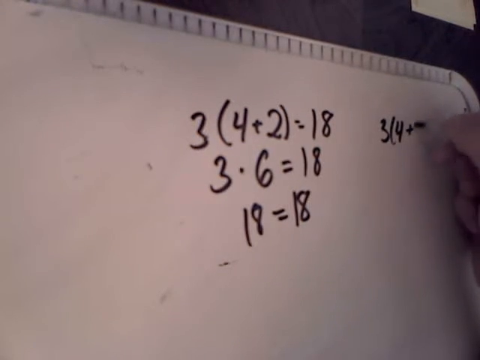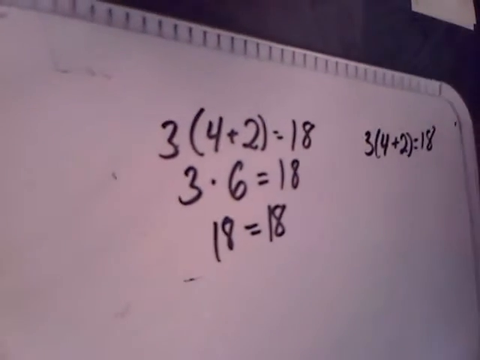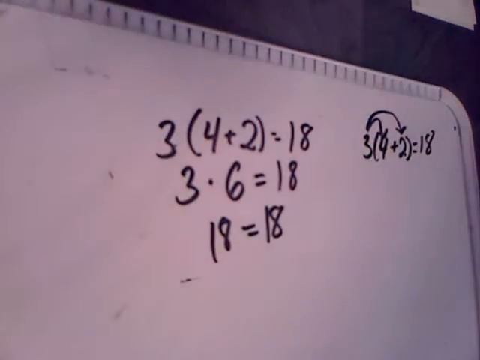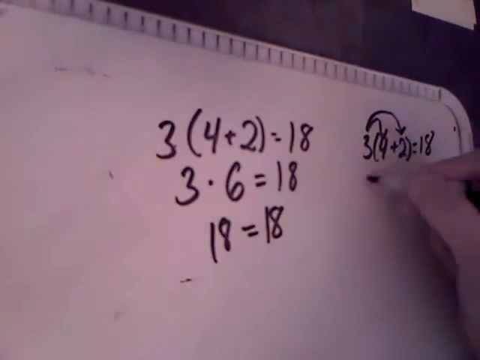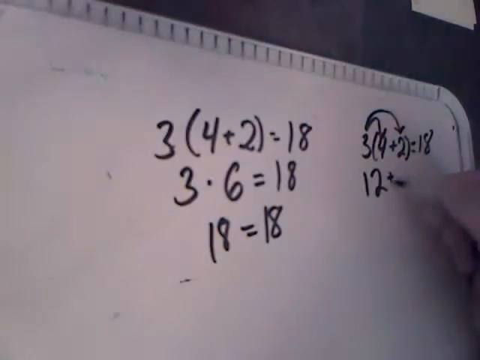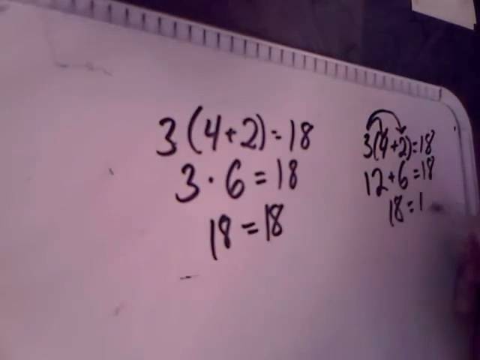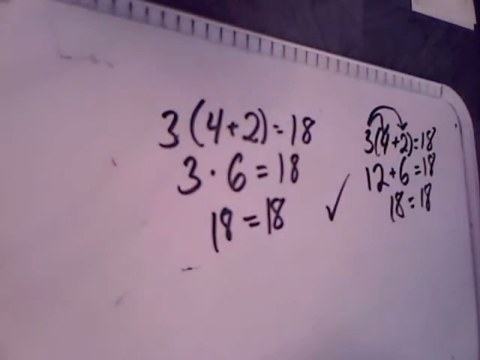Instead of doing what's inside the parentheses first, you can use the distributive property and multiply to everything inside the parentheses. 3 times 4 is 12. 3 times 2 is 6. 12 plus 6 is also 18. Both of these statements are true. This is a perfectly acceptable way to solve these.